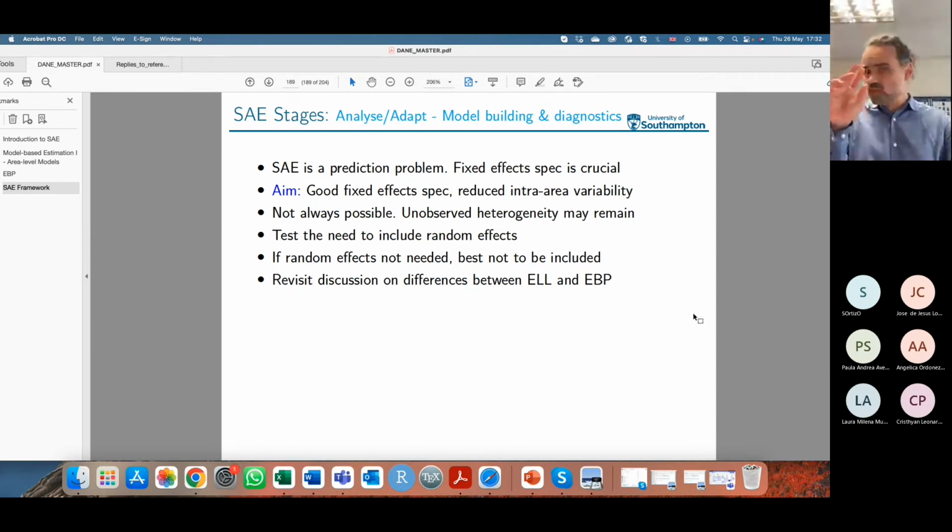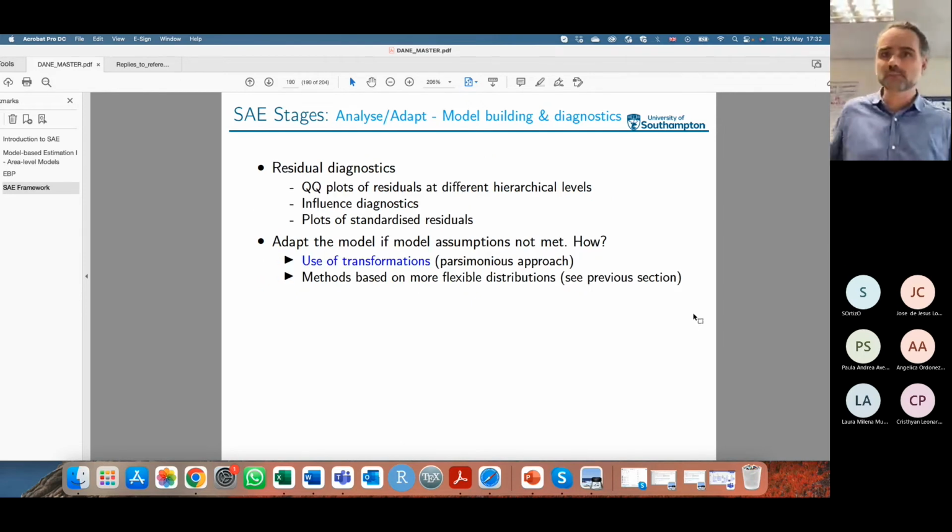But when you use the methods that are standard in poverty mapping and poverty estimation, such as ELL and the EBP, then considering the inclusion of random effects is very important. Having a good specification of the fixed effects model is really important too. So think about those things if you are planning to use the methods that we presented here as a comparative method to what you are already doing.